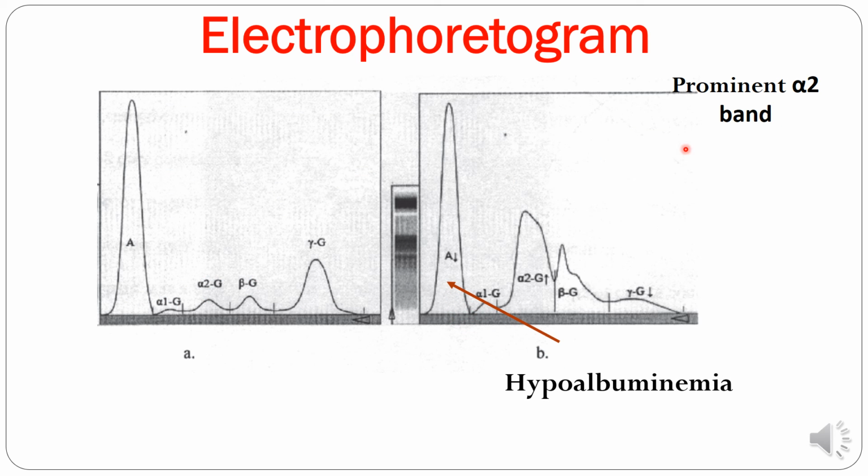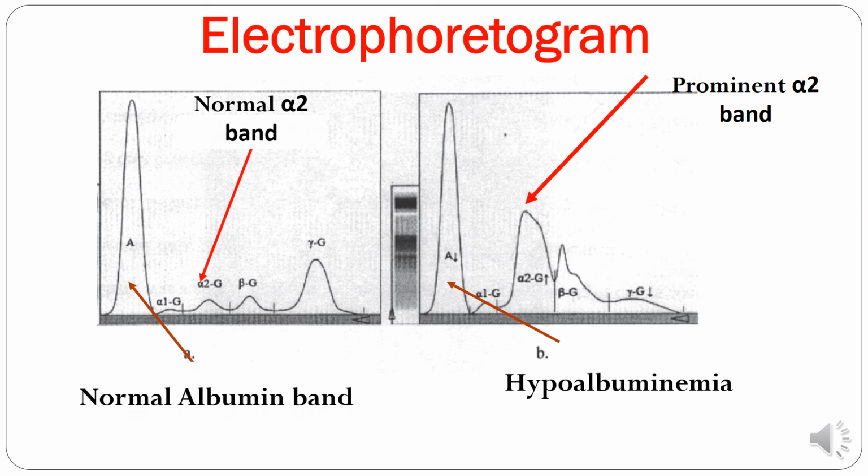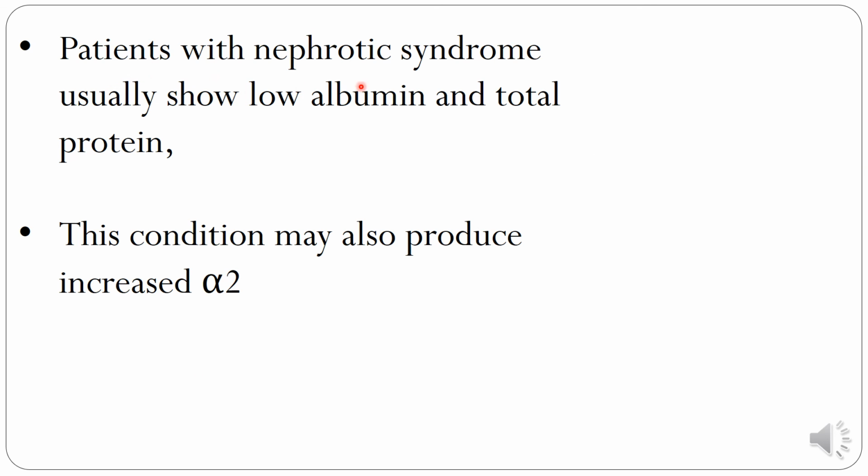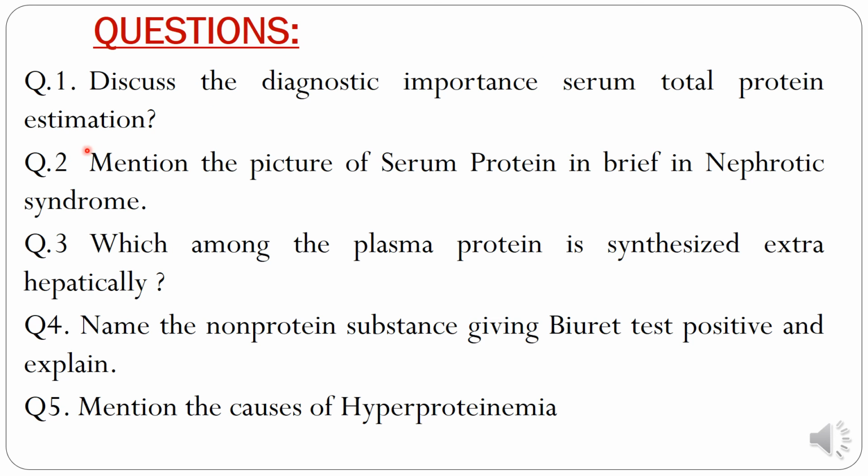This is of nephrotic syndrome. Again you can see a prominent alpha 2 band. Here alpha 2 is much reduced compared to albumin, but since albumin has reduced, you can see this downward arrow, the alpha 2 globulin has increased to compensate. So in patients with nephrotic syndrome, usually the albumin band will be low and the condition may also produce increased alpha 2. Now we come to the questions.